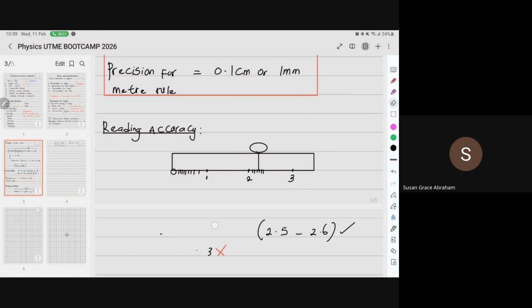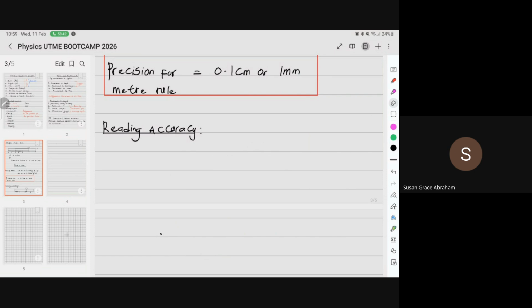So now what does reading accuracy entail? Based on my explanation, are we together? If we're together, give me a thumbs up, please. Beautiful, Chinonso. Beautiful, beautiful measure. Well done, Grace Abraham. All right.